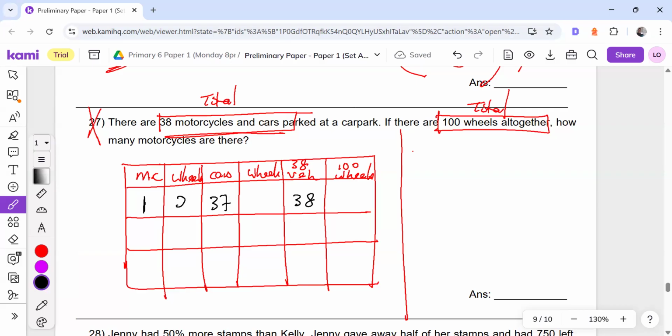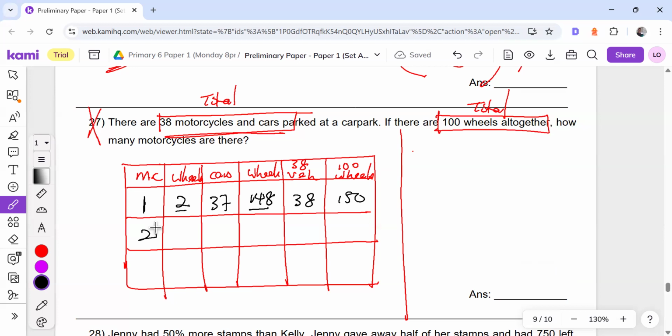One motorcycle got two wheels. 37 cars will be 37 times 4. So you will have to do some working and you will get 148 wheels. How many wheels are there altogether? 2 plus 148, 150. Definitely wrong lah. Your first row is always wrong.